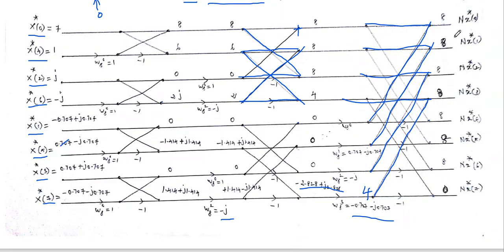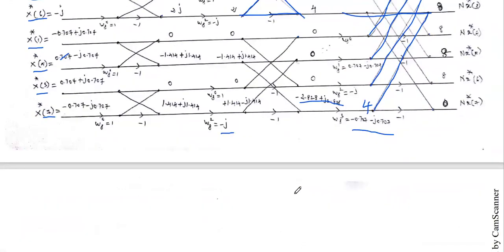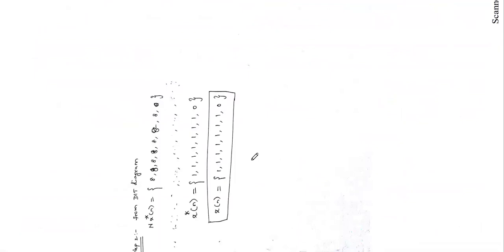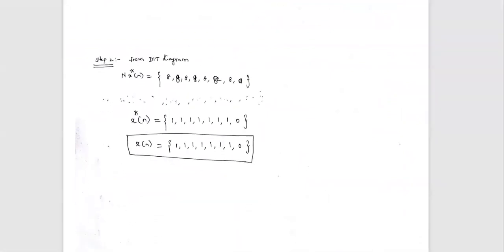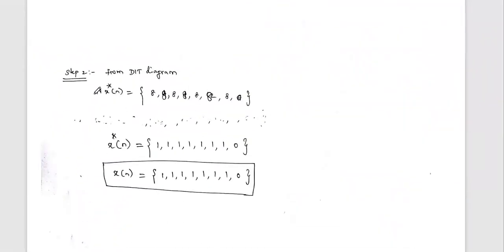So what is the answer? Here you see in the DIT algorithm, the output is in the natural order. So N times the complex conjugate of x of n is 7, 8, 8, 8, and the last one is 0. Okay, so step 2 we have to follow. In step 2, from the DIT algorithm, we got the output N into the complex conjugate of x of n values: 7, 8, and the last data is 0.